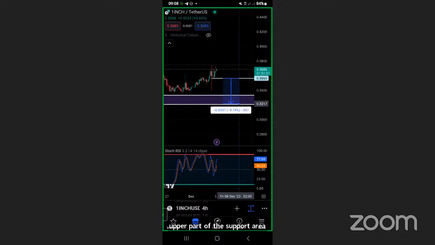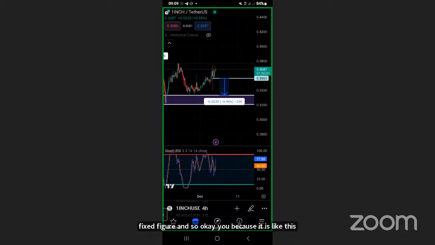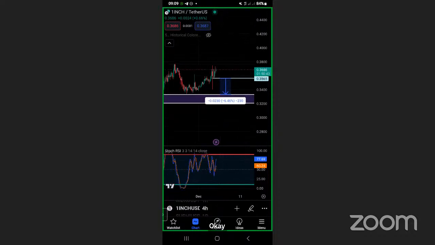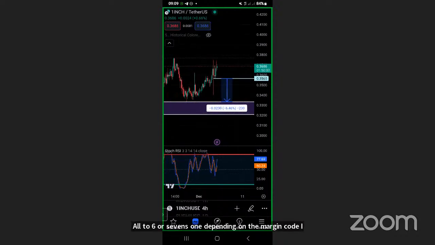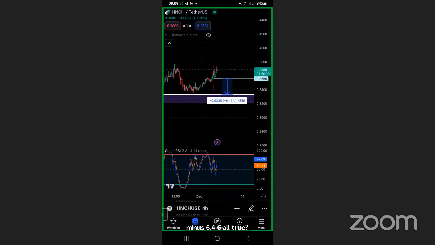Now you cannot have a fixed figure and say, okay, because it is like this. Normally, a question: if you place it on -6.46, can we take that -6.46 all through the margin call drops, depending on the margin call limit I have? Is it going to be -6.46 all through if I'm taking this point? I cannot tell you like that.